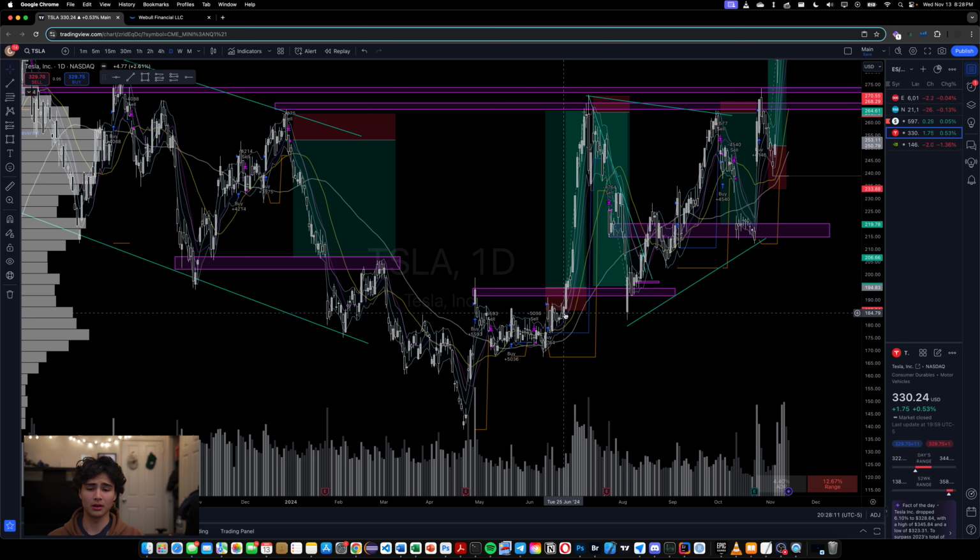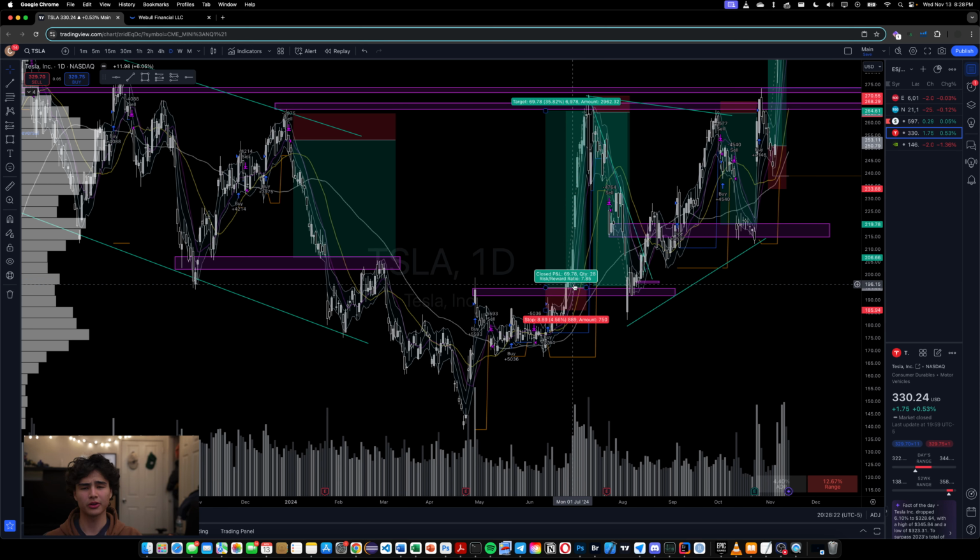As you can see, this is an 8 RR trade. That is very, very good risk. And I took this trade, scaled in on the first day, second day, and maybe the third day. So this was a very good trade, a 10x trade.